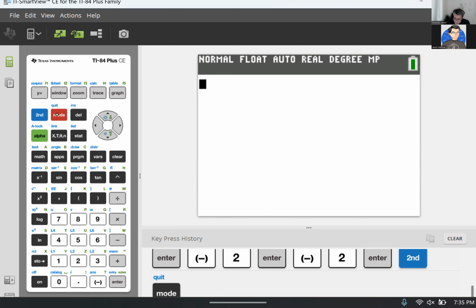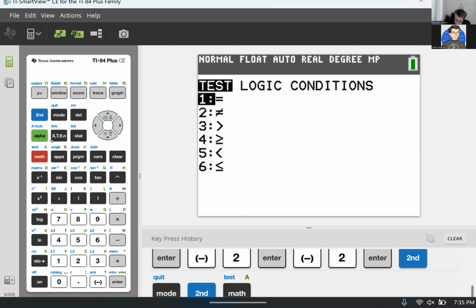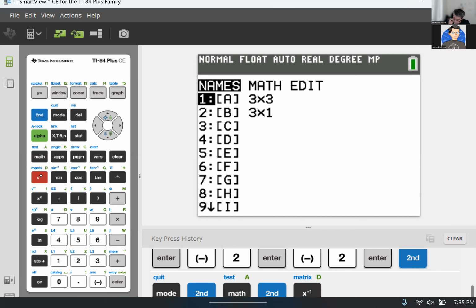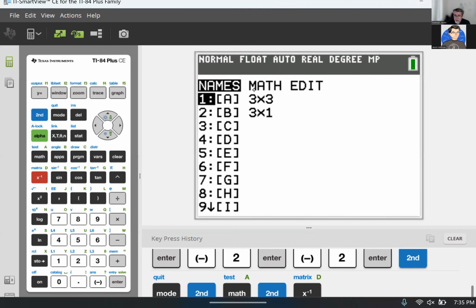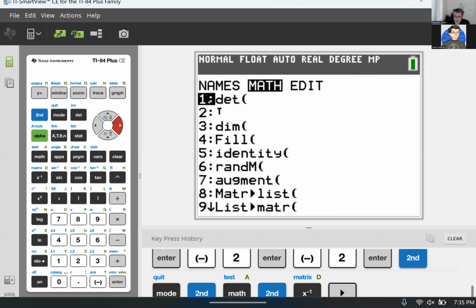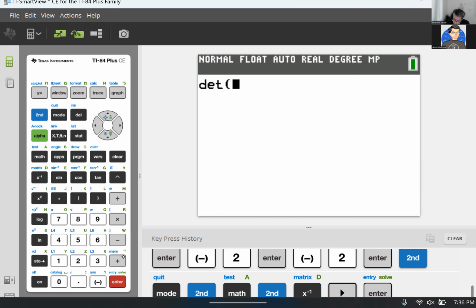Okay, and so now what I want is the determinant of matrix A. So how do I call up the determinant? Well, I go back into matrix. So that's second, not math, sorry. Second x to the -1, that's matrix. And I want to call up the determinant first. So let's go to math, and the determinant is function number 1 there. Okay. So we're going to hit math, and then we're going to hit the determinant.